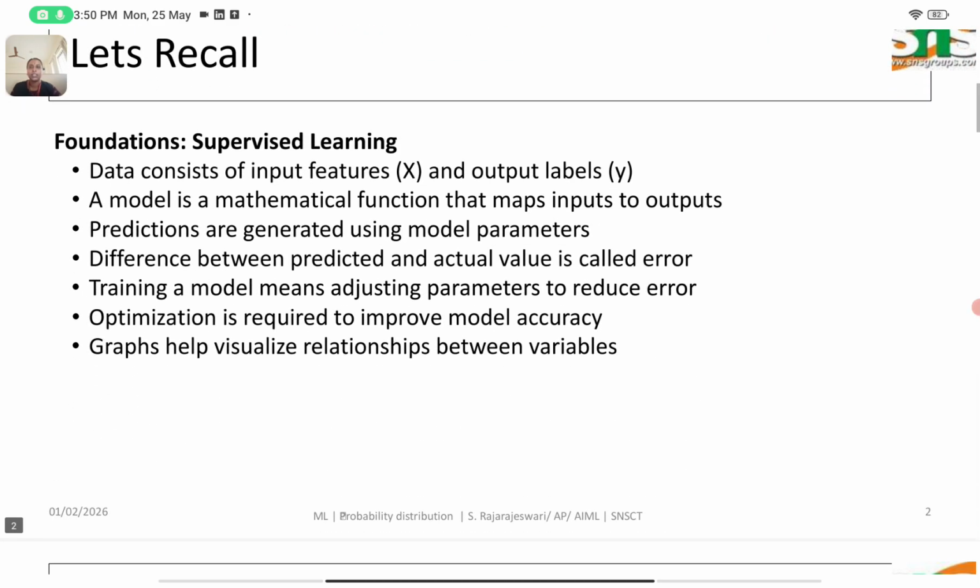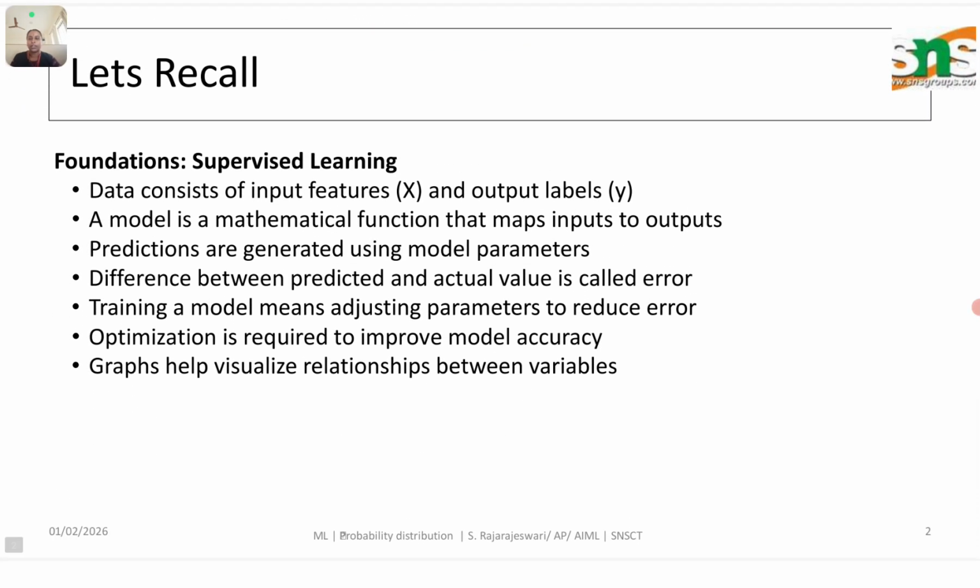So before that, we are going to recall the topic of supervised learning, where the data consists of input features and output labels, which is labeled data. A model is a mathematical function that maps input to outputs, and predictions are generated using model parameters. The difference between predicted and actual value is called error.